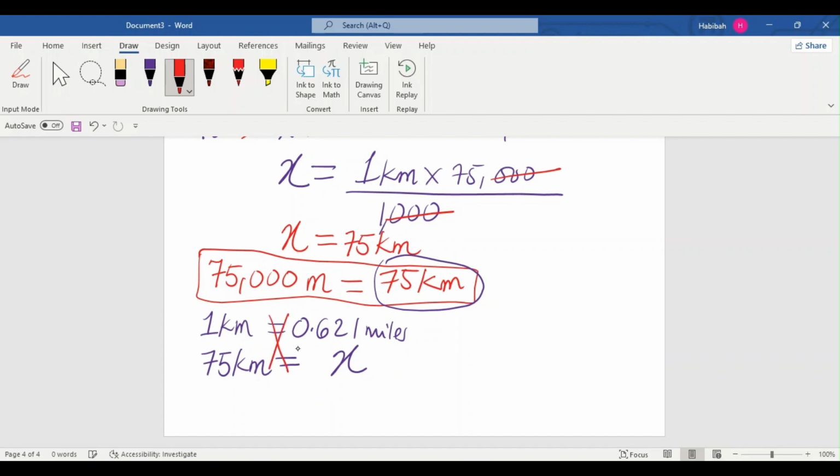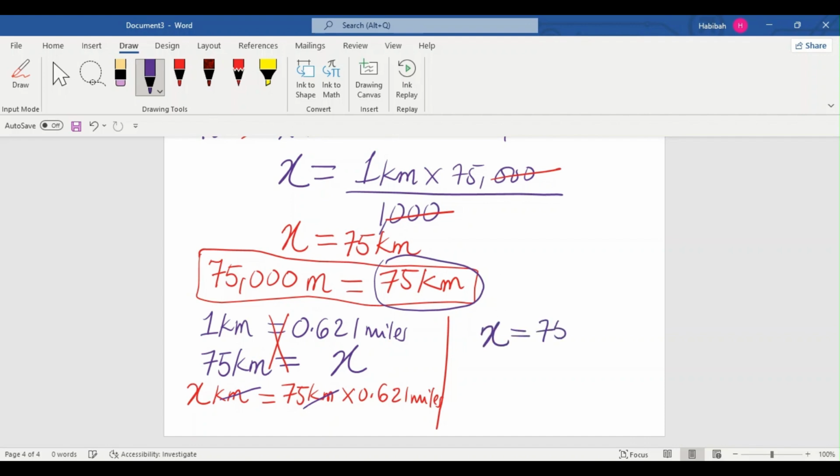So of course we cross multiply. That will be x kilometers equal to 75 kilometers times 0.621 miles. To solve for x, first we cancel out kilometers on both sides. So x equals 75 times 0.621 miles.